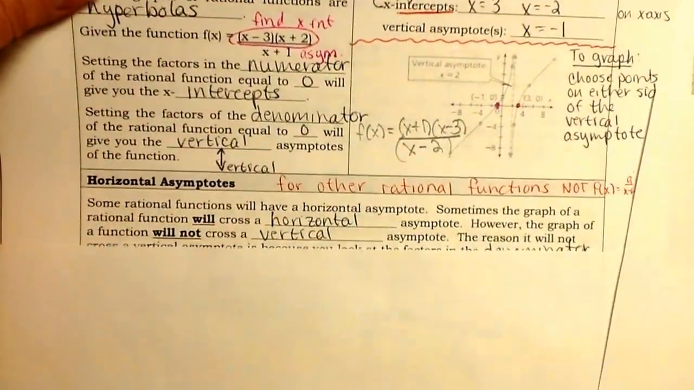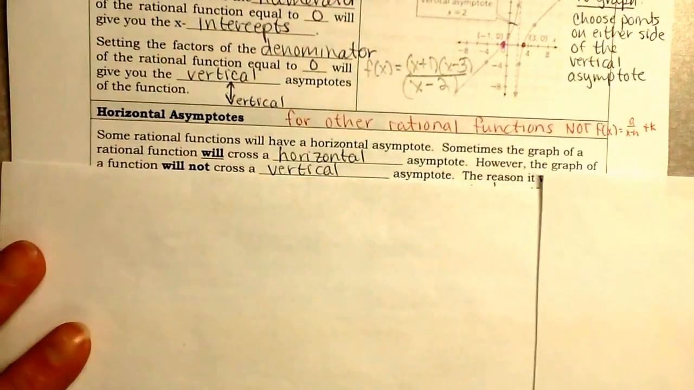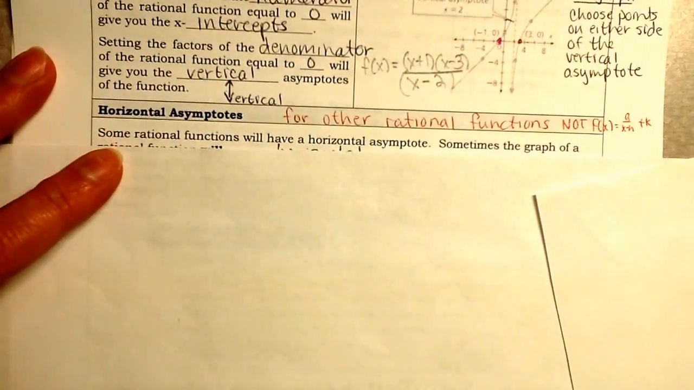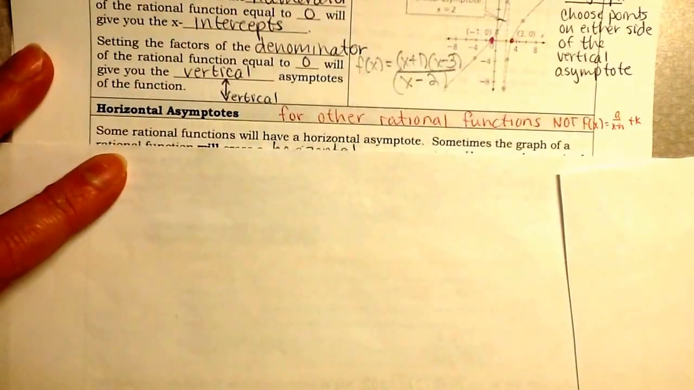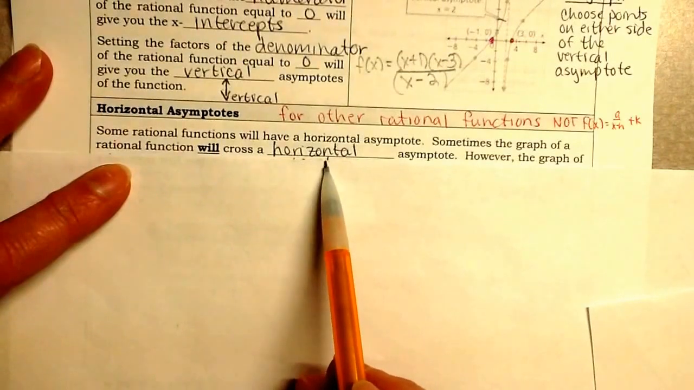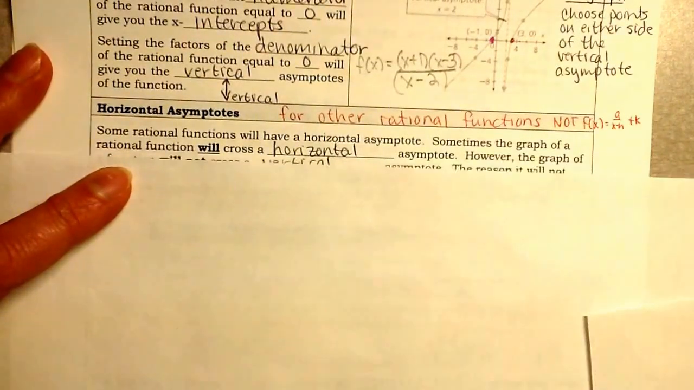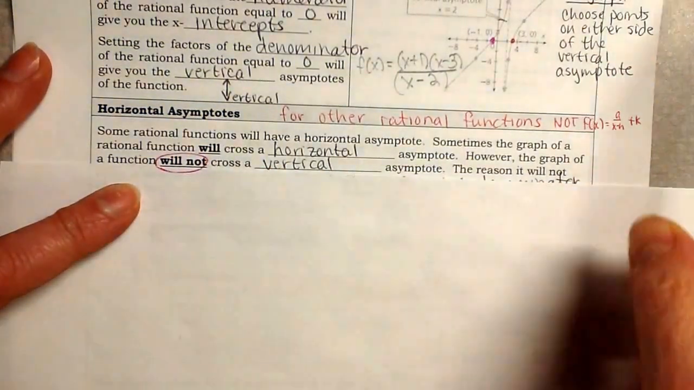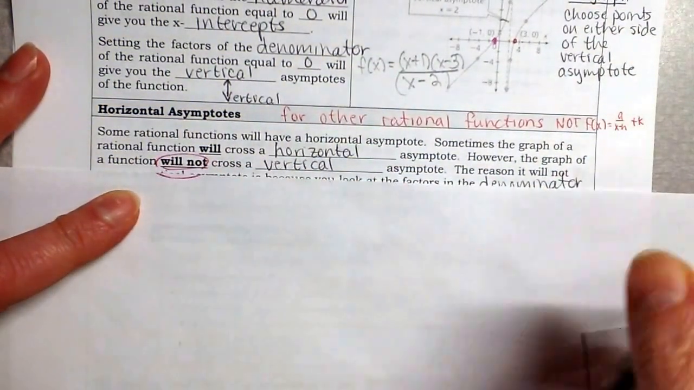All right, let's talk about some horizontal asymptotes. Some rational functions will have horizontal asymptotes. Now, not all of them will. And sometimes the graph of a rational function will cross the horizontal asymptote. However, the graph of a function will not cross the vertical asymptote. Now let's think about why that is.